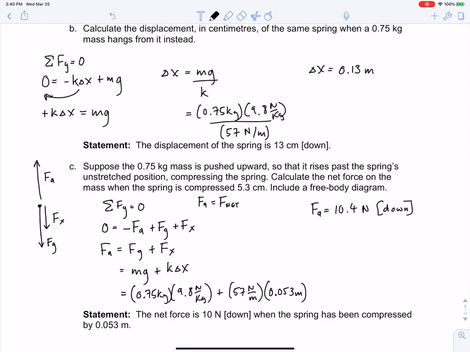So this is the net force that the spring is exerting downward. We're applying a force upwards, and as a result, the spring is going to press down. Therefore, the net force is 10.4 newtons down when the spring has been compressed by 0.053 meters.